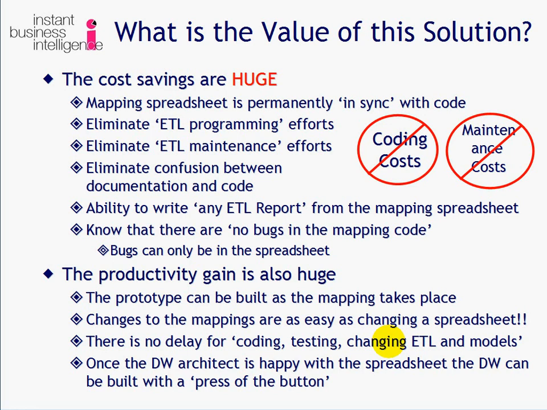So the mapping spreadsheet is permanently in sync with the code, and this eliminates all ETL programming and maintenance efforts, in terms of no effort to maintain any software. It eliminates all the confusion between which is right, the documentation or the code, because we know the code is always right, but in this case the documentation and the code are one and the same thing.